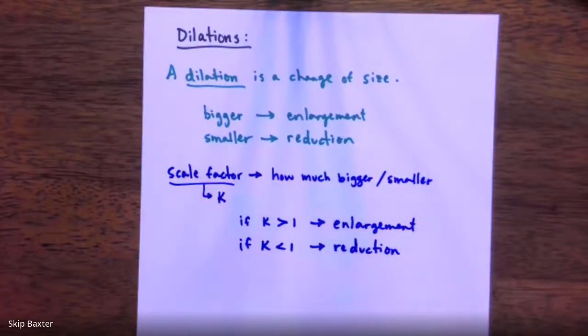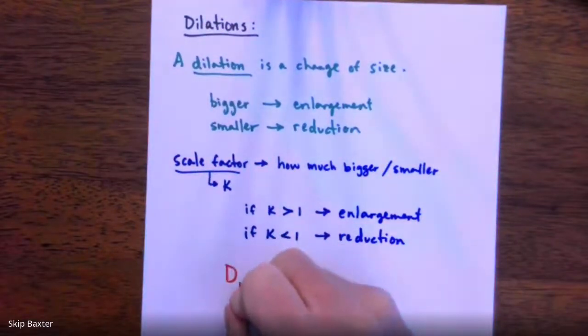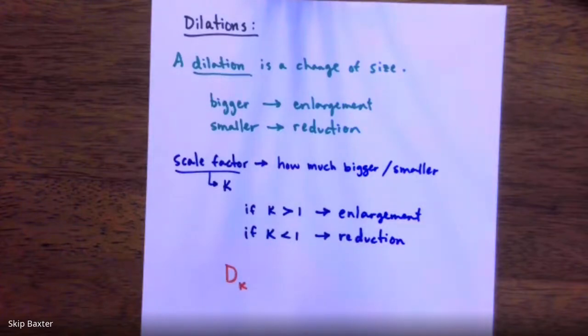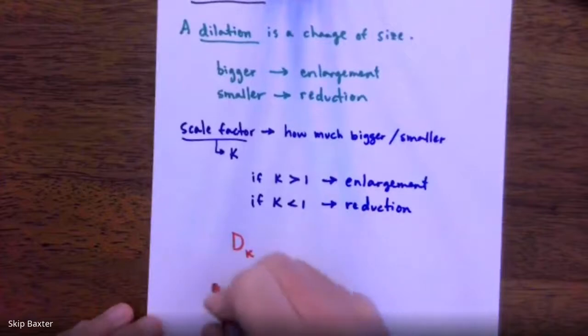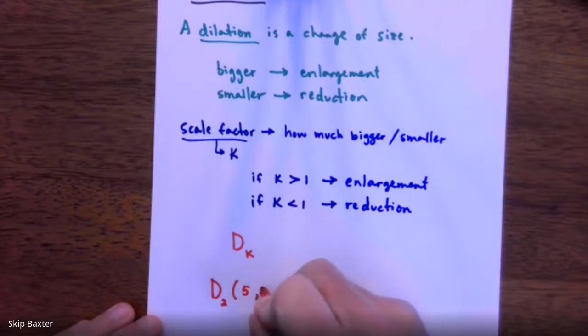Okay, now we've talked about symbolic notation for all the other types of transformations. Remember, capital T is a translation, lowercase r is a reflection, capital R is a rotation. So this one is just a capital D. So the notation is capital D subscript K. Okay, so for example, they might give you something like dilation scale factor 2 of the point (5, 3).